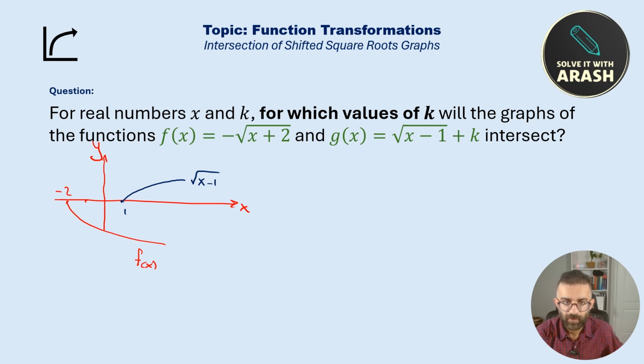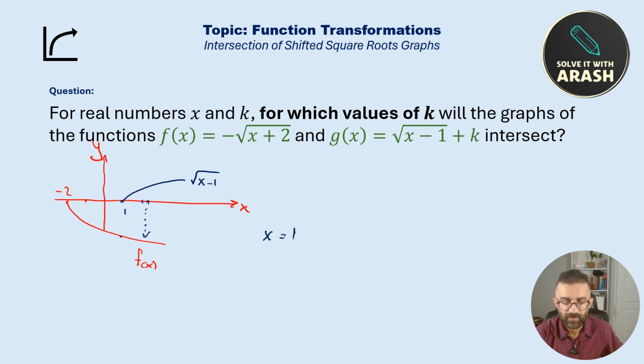In order to make a point of intersection between the two graphs, we need to move this graph down. And once we move it down, the first point where the two intersect will be at this point where x is 1, because on this graph x equals 1 gives the lowest point. The lowest point will be the first point to intersect with the graph of f(x). Therefore, the point of intersection has an x value of 1.